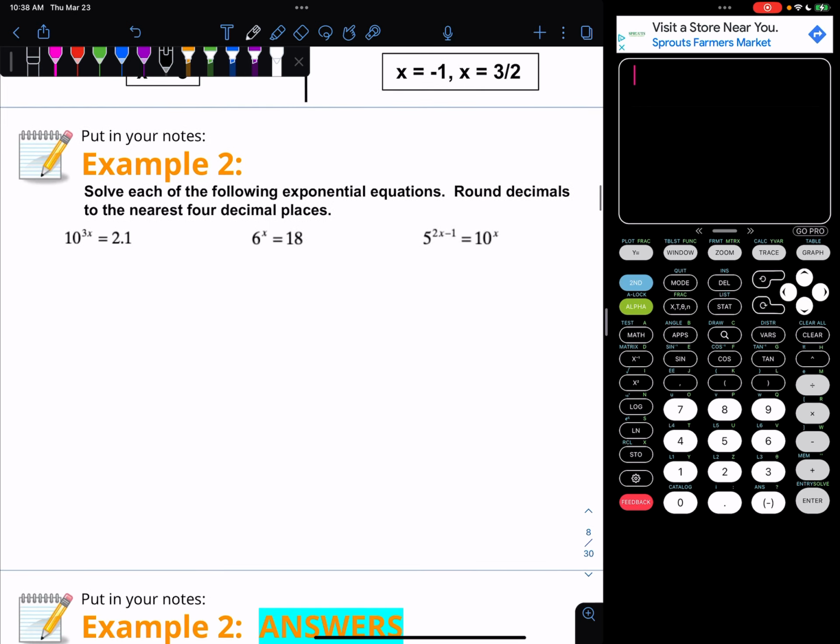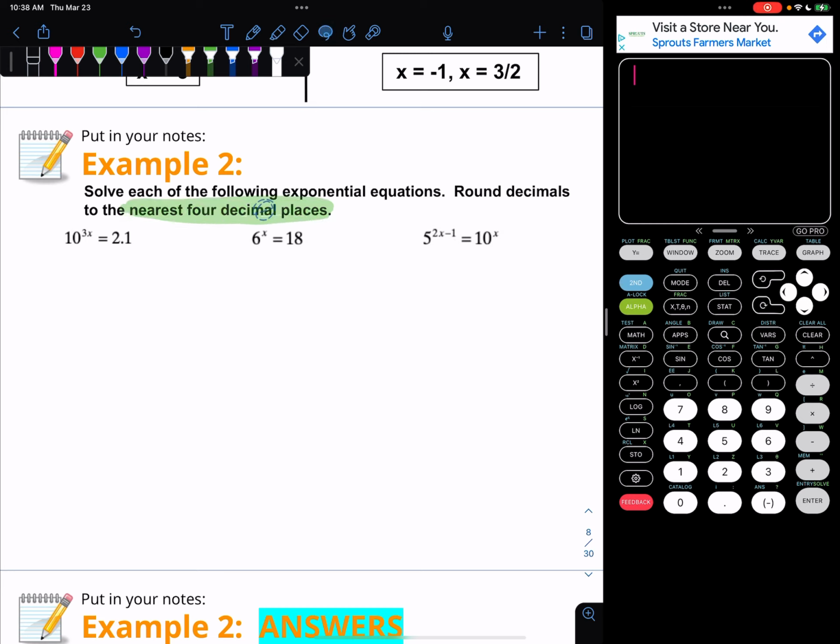Good job. So example 2, here we have it. It says solve each of the following exponential equations. Round decimals to the nearest 4 decimal places. So 4 places after the decimal dot. So we're going to have to do that.